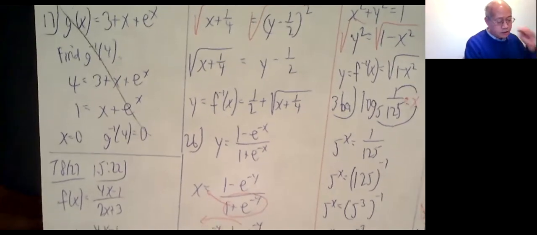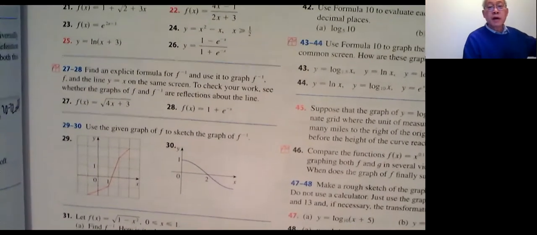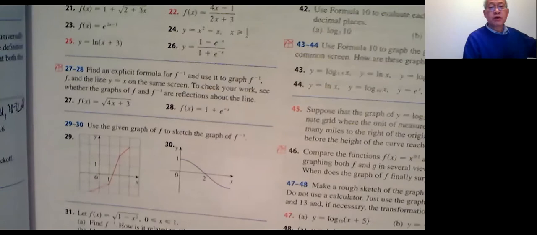Okay, then 26, and that's the last one I was going to do. Then I'll have you do one in class. 1 minus e to the negative x over 1 plus e to the negative x. 26.